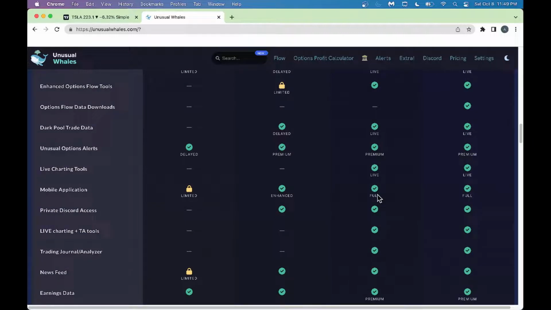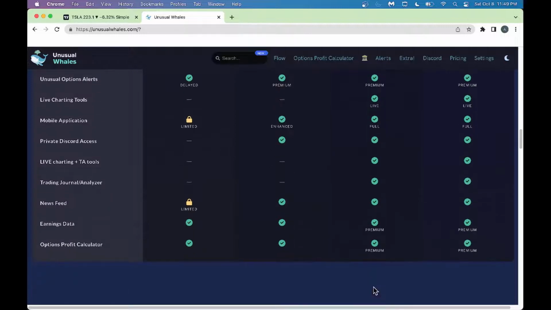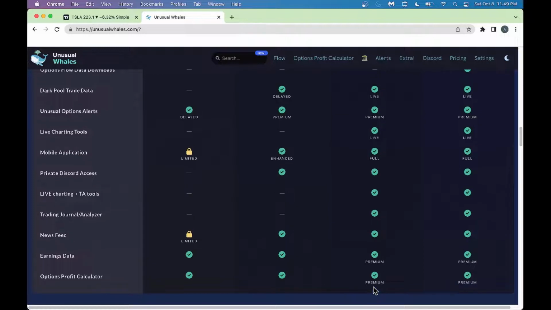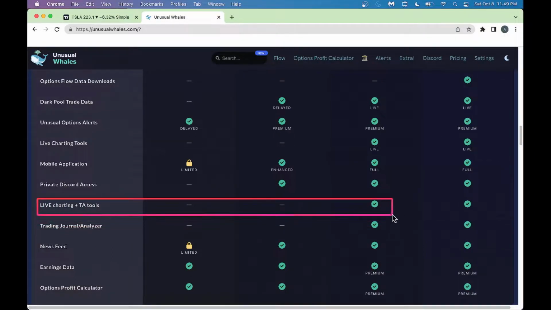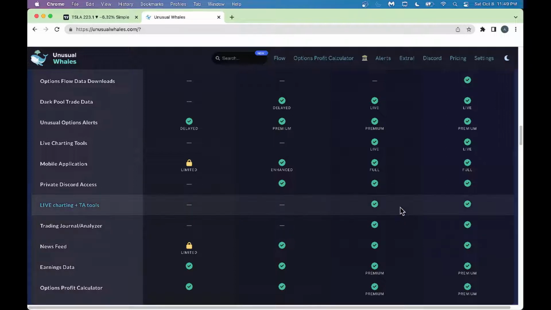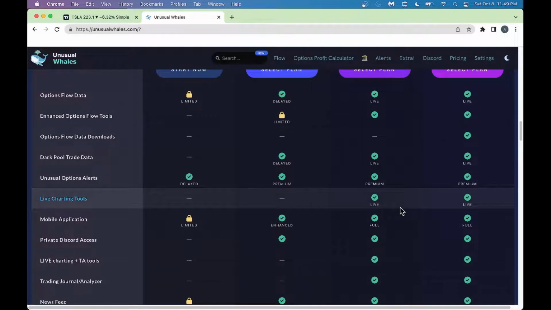A few of my favorites here: we've got earnings data, an options profit calculator, and more importantly, some TA tools, live charting and TA tools. I think it's worth paying the money for, especially for some of these activities. So with that, let's jump into a little more detail on this tool and get started.